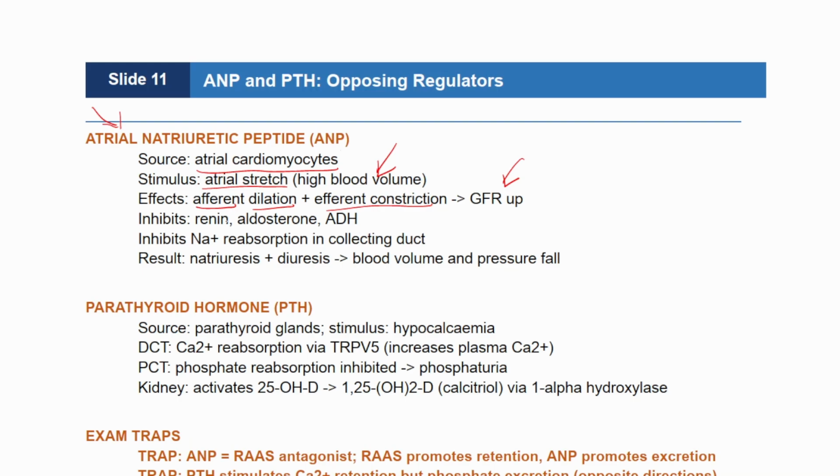Furthermore, ANP directly downregulates fluid retention by inhibiting the secretion of renin, aldosterone, and antidiuretic hormone. At the tubular level, it explicitly blocks sodium reabsorption within the collecting duct. The cumulative physiological result of these actions is a profound state of natriuresis and diuresis, which successfully brings about a dramatic fall in both blood volume and systemic blood pressure.